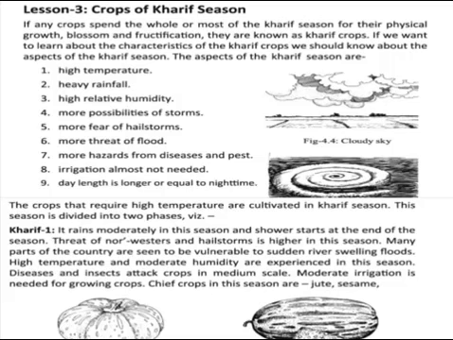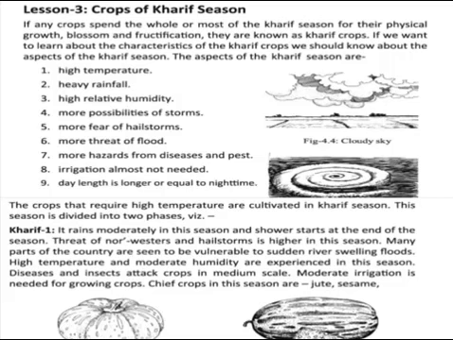We will see the monsoon storms flowing from the northwest side, and more fear of hailstorms. That means there is a chance of more thunderstorms and more threat of flood, because frequently we will see flood rain in the season, and that is why we face more threat of flood. More hazards from diseases and insects, that means more danger from diseases and insects. And irrigation is almost not needed, because there is frequent rain. Day length is longer than or equal to the night time, that means most probably day and night are more equal.